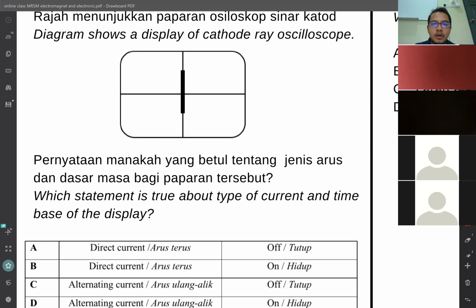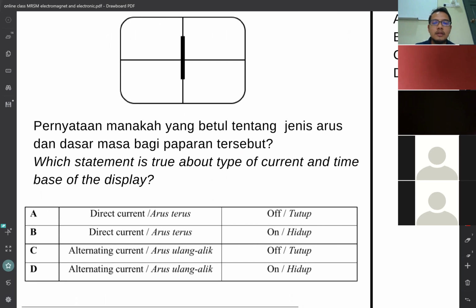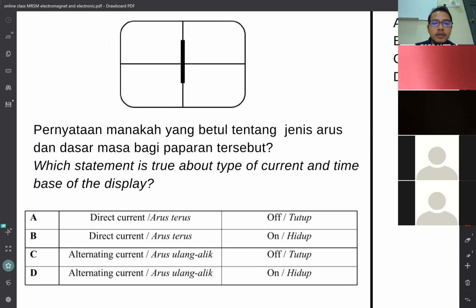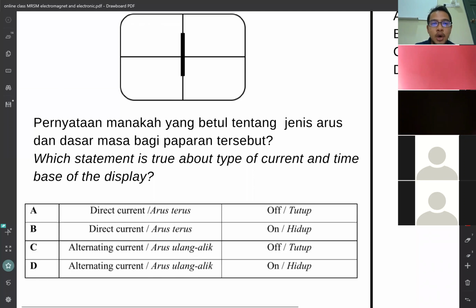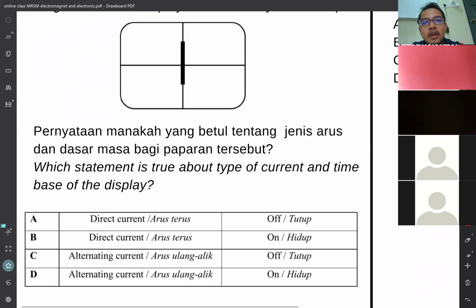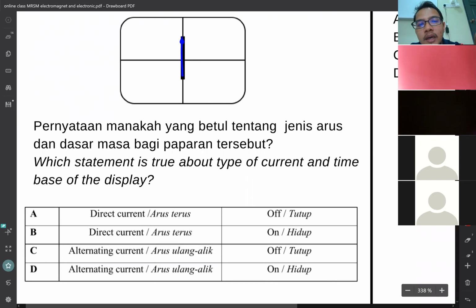So, Aina answered C. Okay, good. Because in this one, you see there's no change in the X direction, meaning in the X direction the time base is off. And you see one line, this is alternating current. So the answer is C. Thank you, Aina. Good try. Excellent.